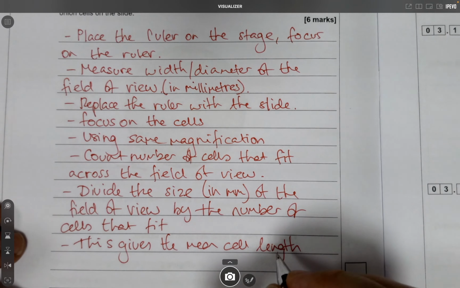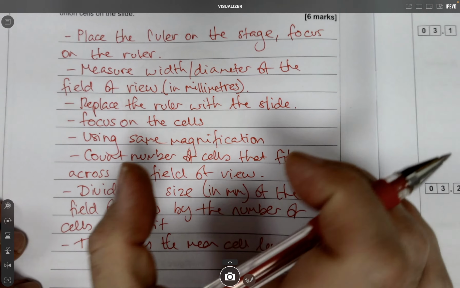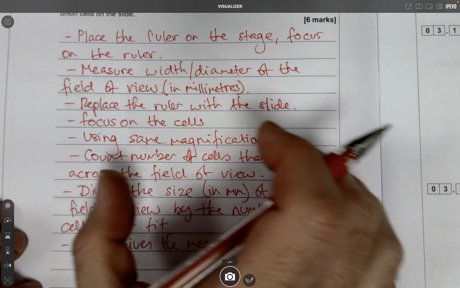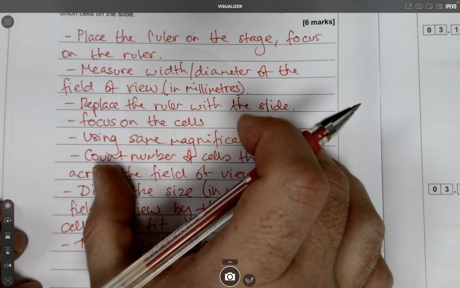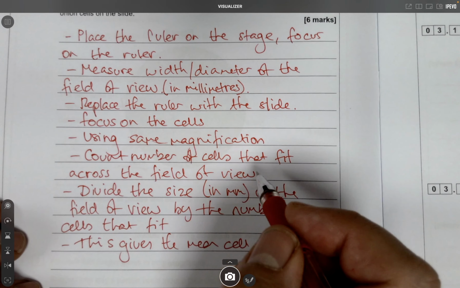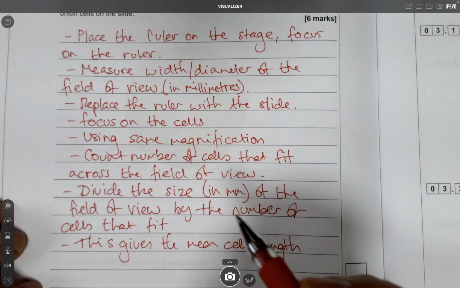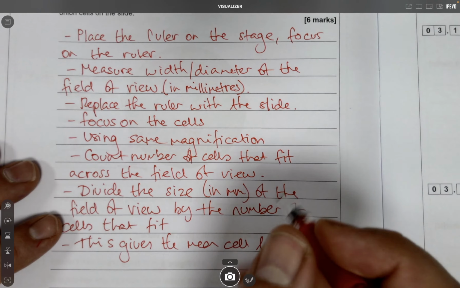So again, just to reiterate, it's a case of measuring how big that field of view is, how big a gap can you see through your microscope, counting the number of cells that fit into that, and then dividing that size of gap by the number of cells.